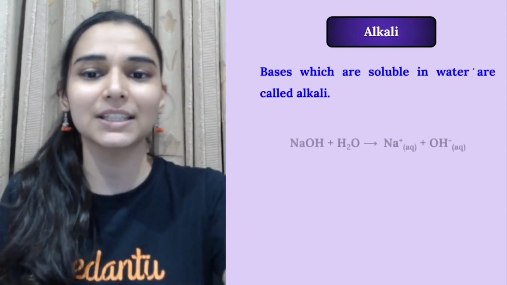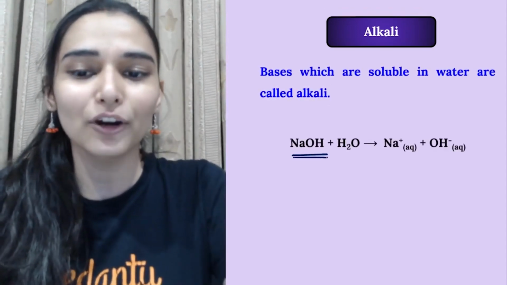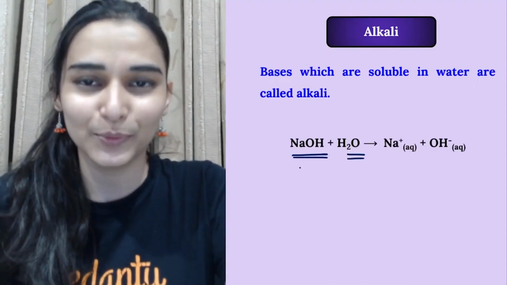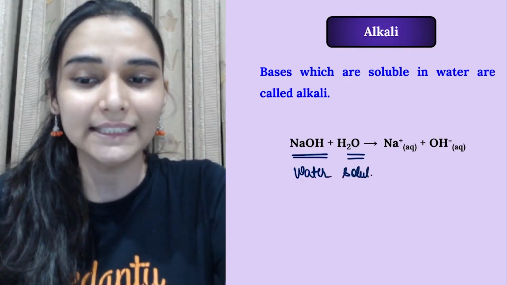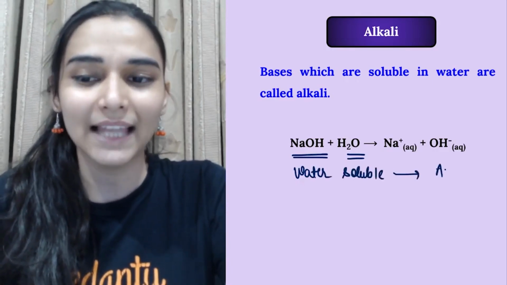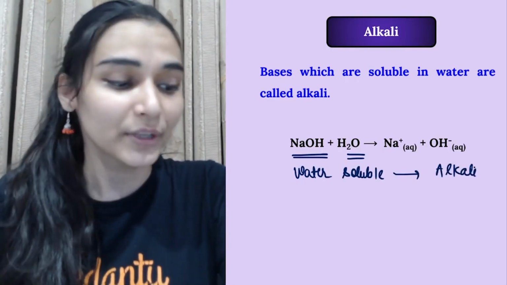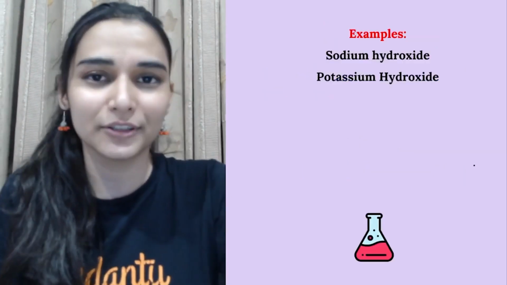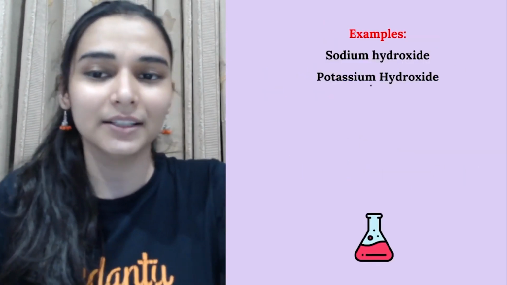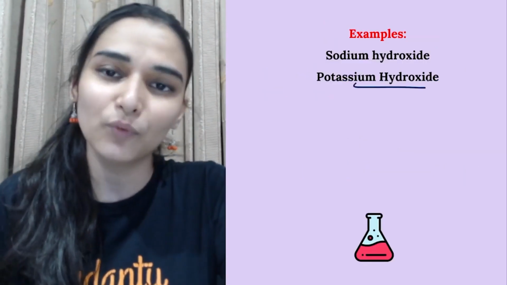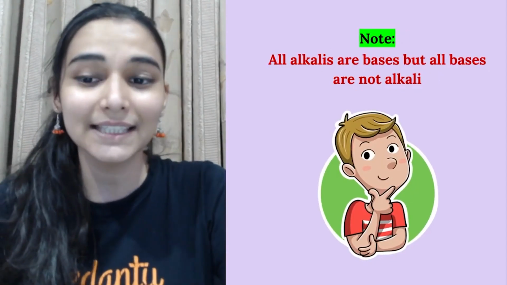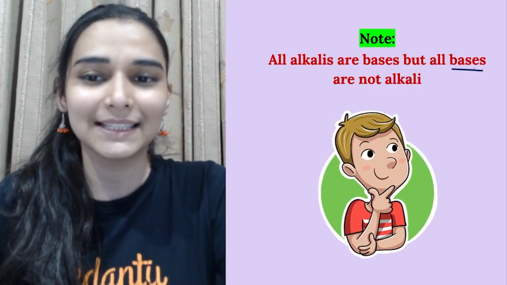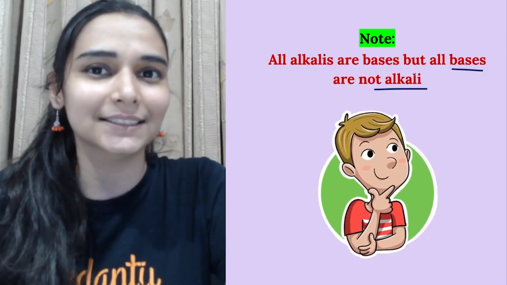Okay, just say I'm going to take an example. Sodium hydroxide in water is soluble. Okay, so this is a water soluble base, so I can easily call it as an alkali. But again, not all bases are water soluble. Okay, like potassium hydroxide is again water soluble, ammonium hydroxide is water soluble, so they all are alkalis, but all the bases are not alkalis.